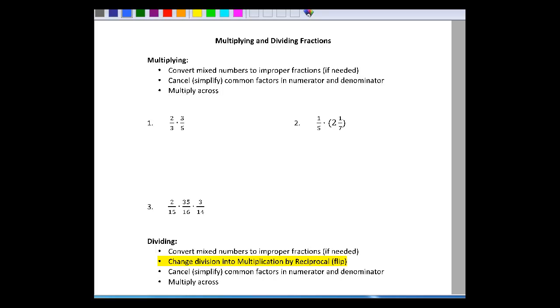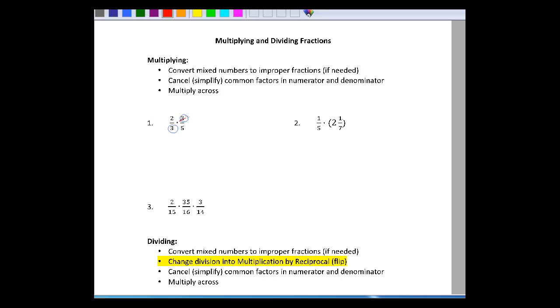So in this first example I have 2/3 multiplied by 3/5. In this case, we don't have any mixed numbers, so the first step of converting mixed numbers to improper fractions I don't need to do. The second step of canceling common factors in the numerator and denominator, you can think of this just like reducing or simplifying a fraction. Anytime you have a factor in the numerator and a factor in the denominator that match, you can cancel them. So for example, right here I've got a 3 in the numerator and a 3 in the denominator. So I'm going to divide both of those by 3.